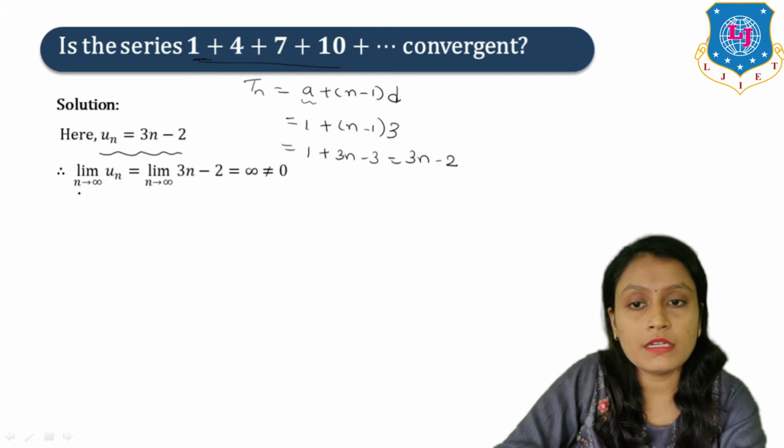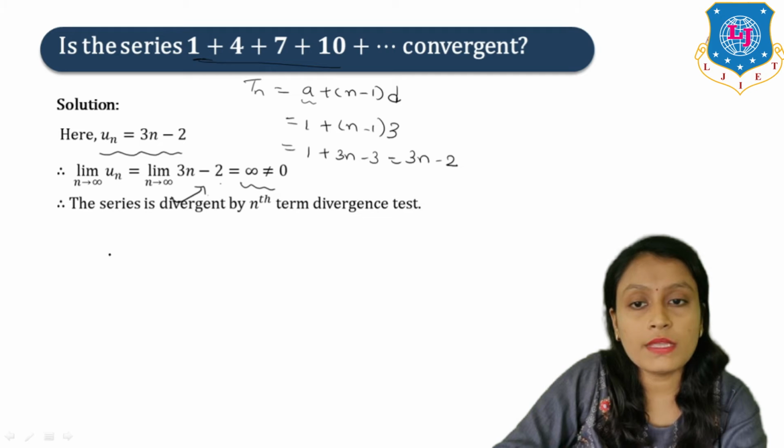Now we will apply the limit. So limit n tends to infinity un is equal to limit n tends to infinity 3n minus 2. So when you apply infinity, you will get the answer infinity, which is not equal to 0, right? So we can say that the series is divergent by the nth term divergence test.